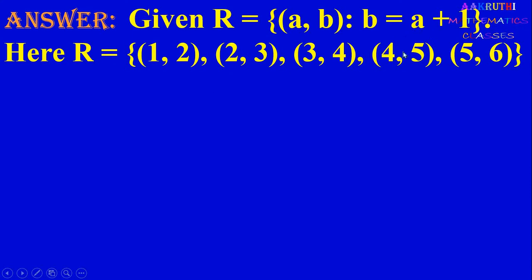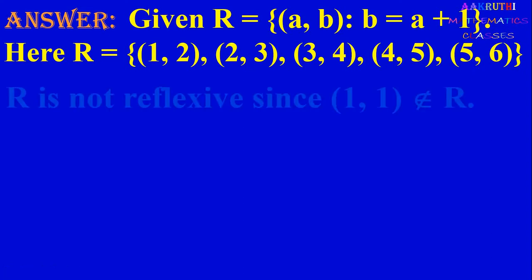When a value is 4, b value is 5. When a value is 5, b value is 6. When a value is 6, b value is 7, it is not possible. 7 is not an element of the given set. Therefore, the relation is {(1, 2), (2, 3), (3, 4), (4, 5), (5, 6)} only. Now here we check whether it is reflexive, symmetric and transitive.